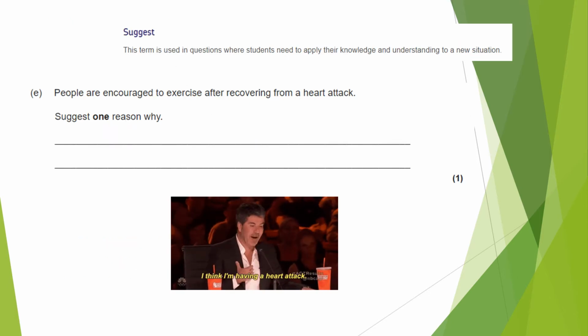Okay, the next command word is suggest. Now, whenever you see this, students often get confused. It is just basically using and applying your knowledge to a particular situation. So it's kind of like giving a well-informed guess, really. So people are encouraged to exercise after recovering from a heart attack. Suggest one reason why. So it could be that exercising strengthens the heart muscle, it could improve circulation, or reduces the chances of another heart attack. So this is something you could say.